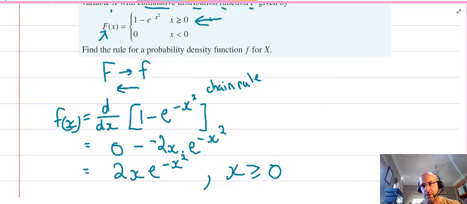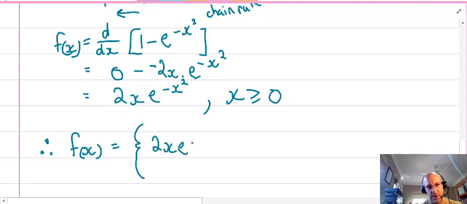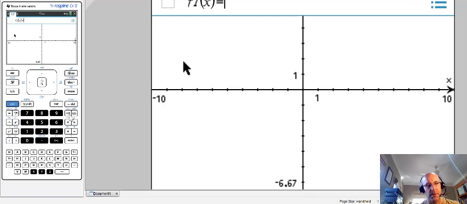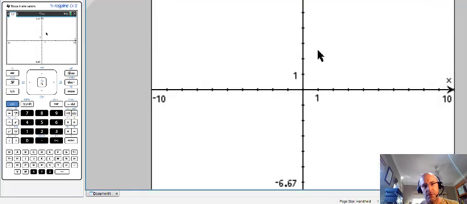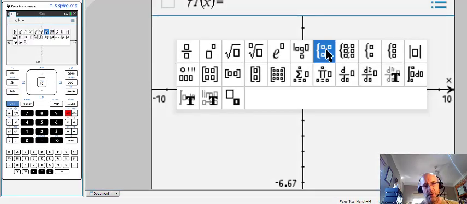Now we must write this properly as a piecewise function for little f of x. The PDF, probability density function, is f of x equals 2x by e to the negative x squared for x greater than or equal to 0. Otherwise it's 0, which means the complement of that domain, and that's what we got. Looking at the shape of it on a Texas Instruments Nspire, we can use a template for a two-part piecewise function. I got a bit excited then.